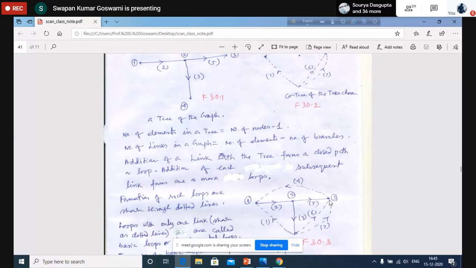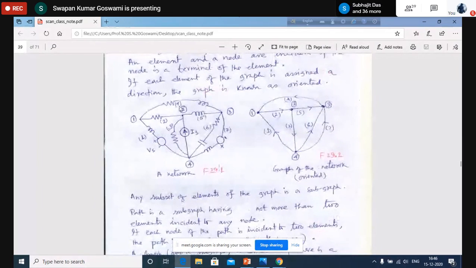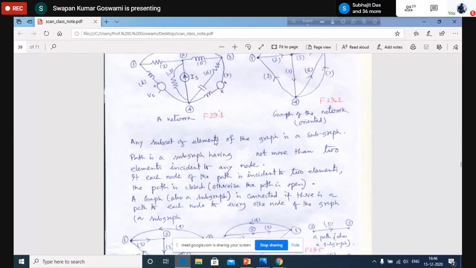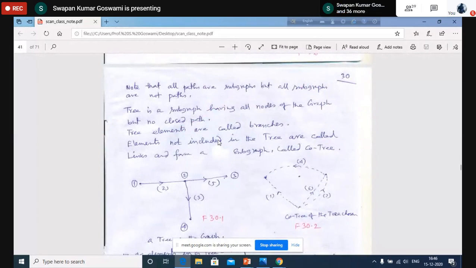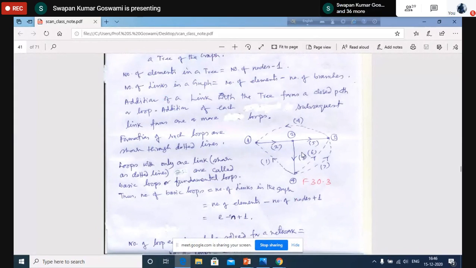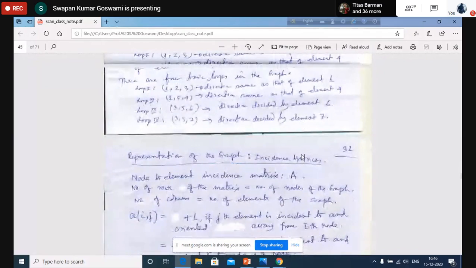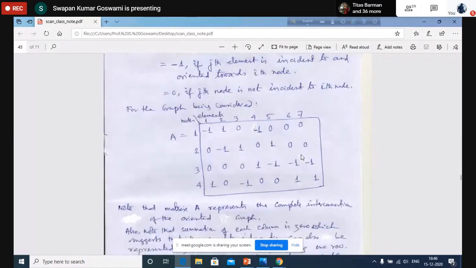That means sum of all currents meeting at node 3. So basically, you can see that A times IE, we have verified this for this particular graph, or we have verified this for this particular network. So basically, you see that by writing A times IE equal to 0, we are writing Kirchhoff's current law. So expressing Kirchhoff's current law using graph theory is A times IE equal to 0. Okay, is it clear?